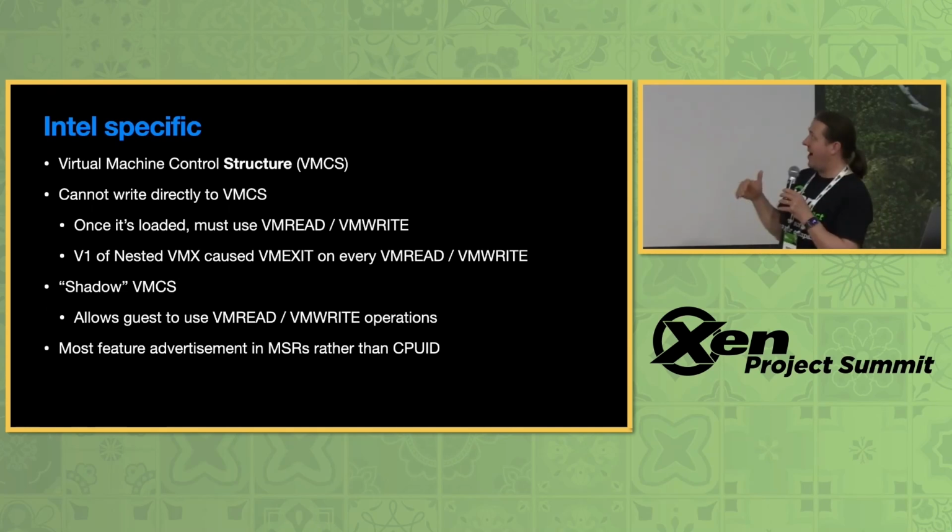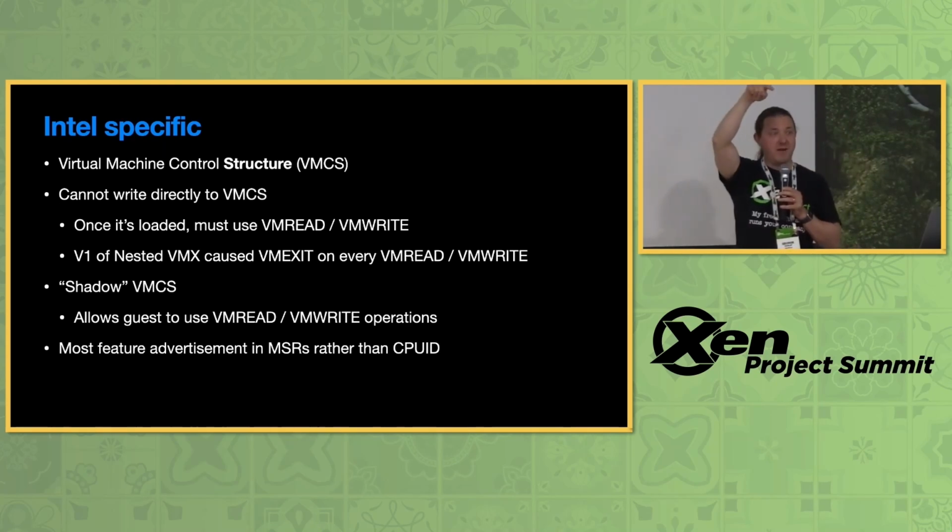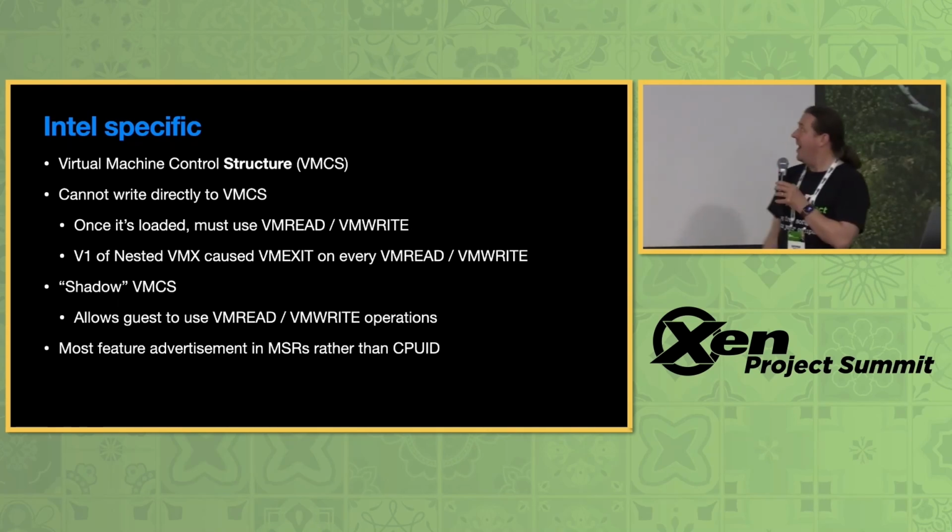So in version 1 of Nested VMX, every time you did a VM read or VM write in the L1, you had to take a VM exit all the way out to the L0, do something or other, and then go back, right? So you can imagine this is way, way more expensive in the L1 than simply doing a bunch of writes and then copying stuff over, right?